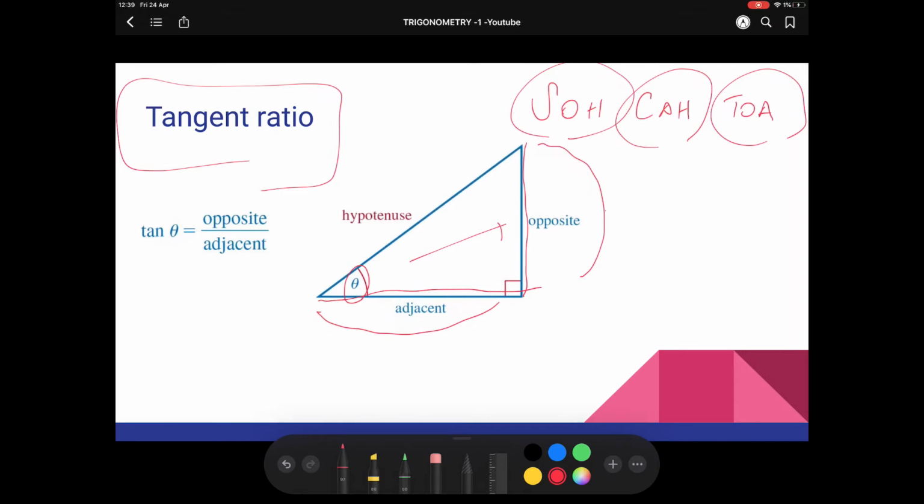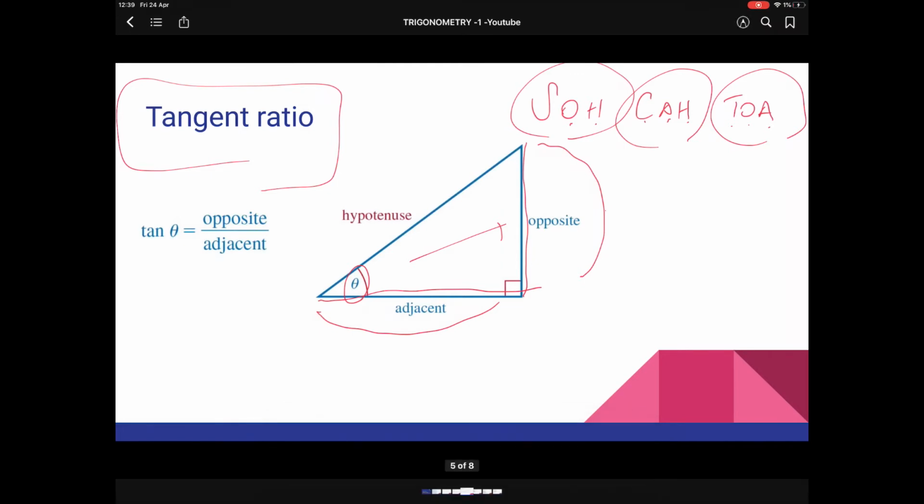Sine is opposite over hypotenuse. Cosine is adjacent over hypotenuse. Tangent is opposite over adjacent. So, SOH CAH TOA, to remember all of them. There are some mnemonics. You can search through the internet if you would like to learn the mnemonics as well.